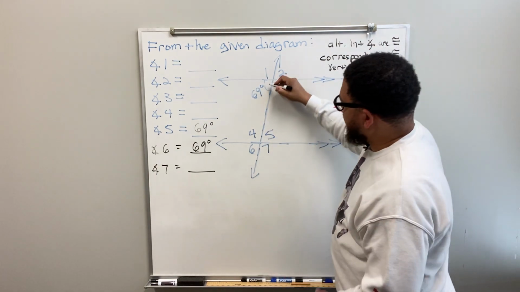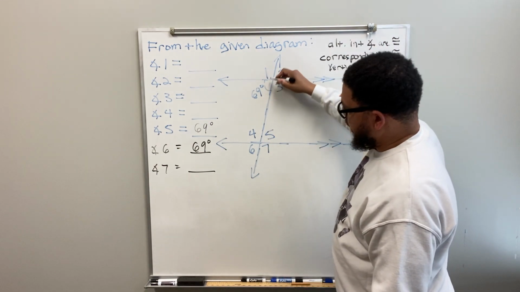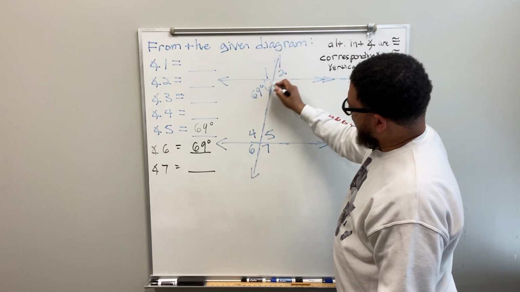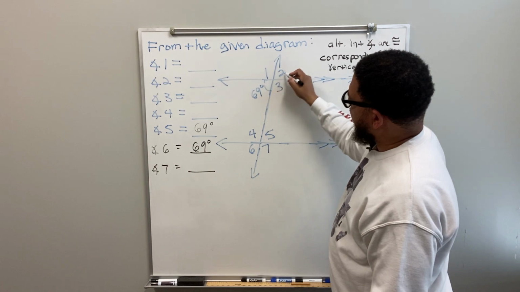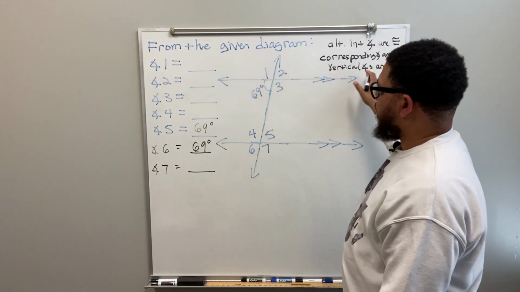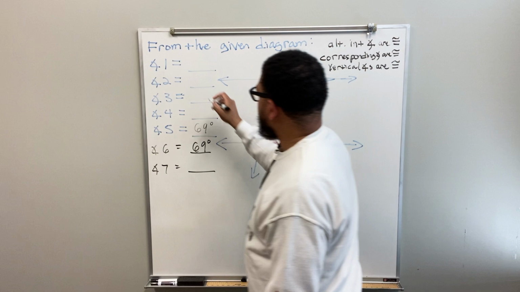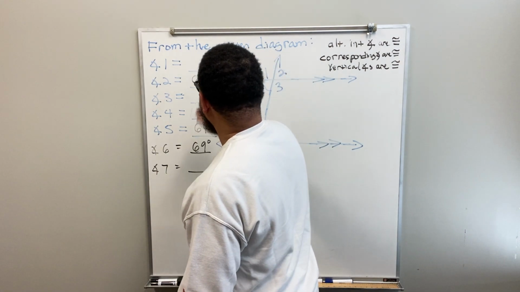Not the angles that are adjacent or next to each other, but the angles that are across from each other, right? So the angle that's 69 degrees and the angle number 2, those are vertical angles. So that means they're congruent. So this is also 69 degrees.